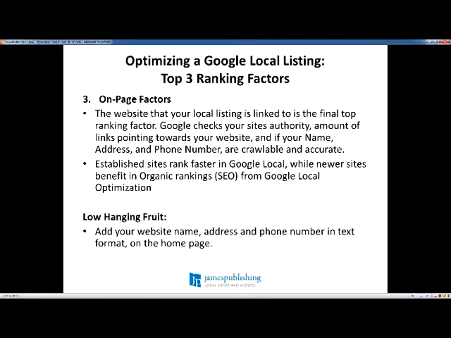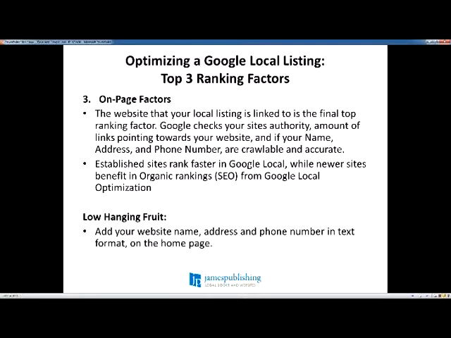Google checks your site's authority, amount of links pointing towards your website, and if your name, address, and phone number are crawlable and accurate. What crawlable means is it needs to be listed in text format within the content. If you have it as an image, Google's not going to be able to read it, so you're not going to get credit for it. It needs to be accurate. Your name, address, and phone number again needs to exactly match your Google local listing. A great place to list this is at the bottom of the homepage in your content.